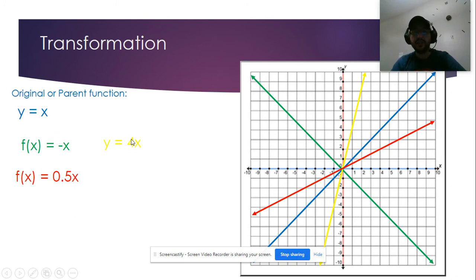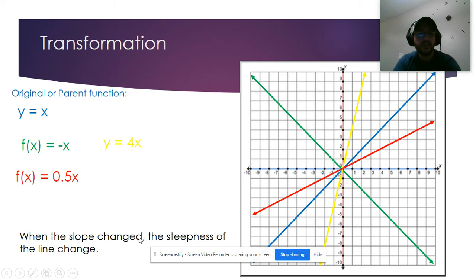If the slope is greater, it will be a really steep line. When the slope is a small number, the line will have less steepness. Okay, so when the slope is negative, the line will be flipped, or will be a mirror. So when the slope is changed, the steepness of the line will change.